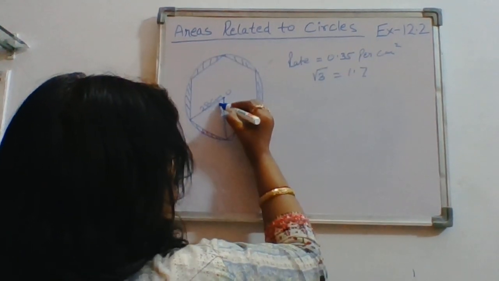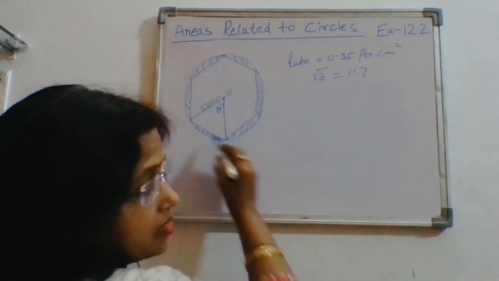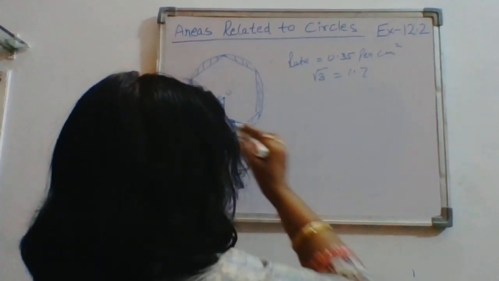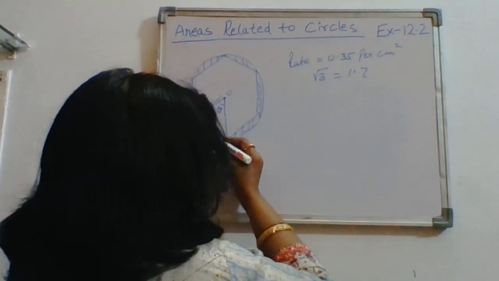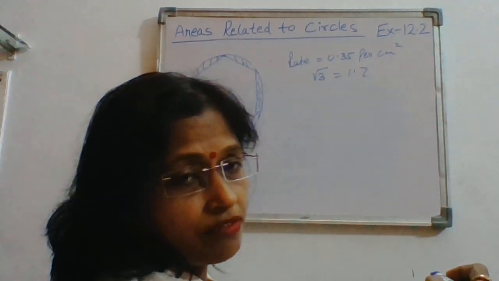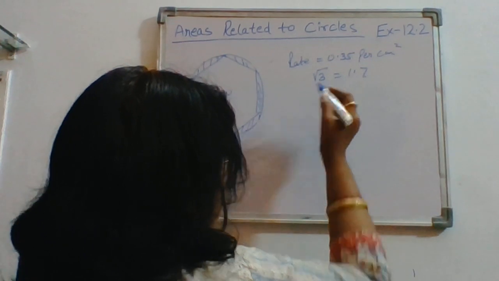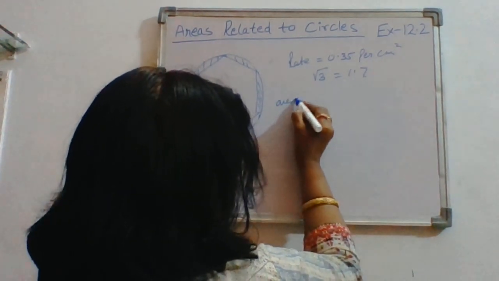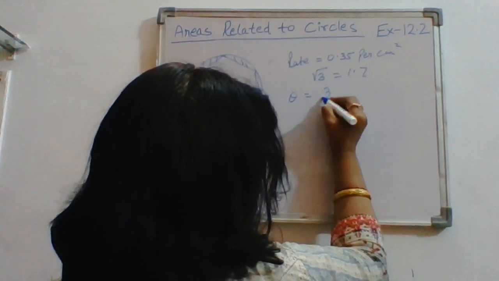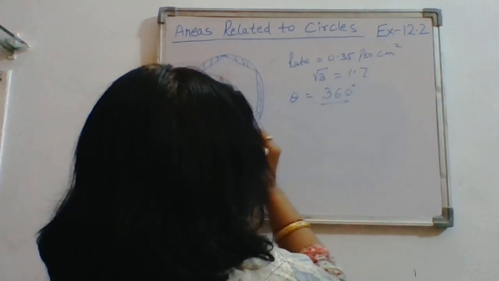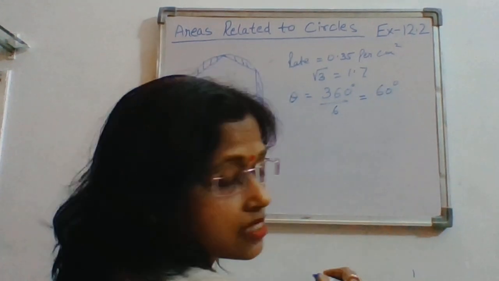So first of all we need what? The central angle theta, because one design area is equal to the area of the segment. So area of the sector minus area of the triangle will give you the area of the segment, and multiply it by 6, that will be the area of 6 designs, and to calculate the cost we will multiply it by 0.35. Okay, so for that first we have to calculate theta. Total complete angle is 360 degree and it is divided into 6 equal sectors. So divided by 6. So the central angle is 60 degree.